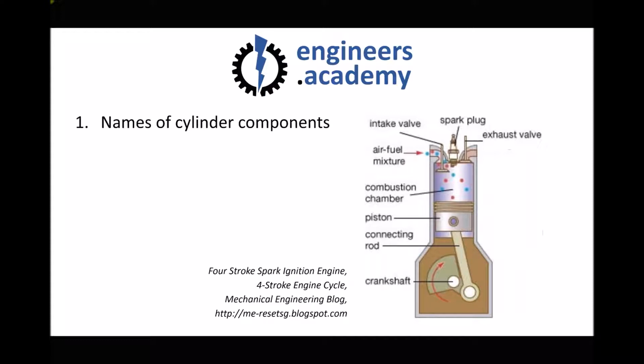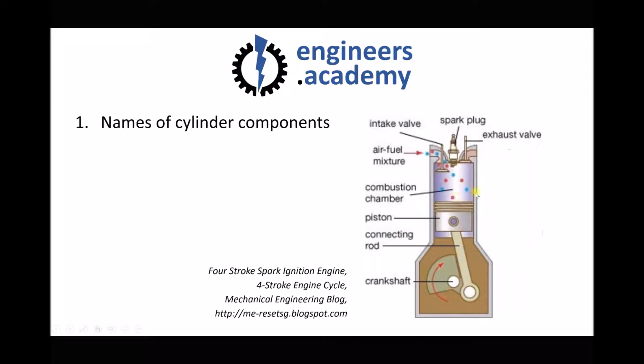Many of the components here you'll be familiar with, because we've already looked at this type of arrangement in the Mechanical Principles unit. First of all, at the bottom we have our crankshaft, and it's the crankshaft that's going to rotate when the piston moves up and down within the cylinder. Connecting the crankshaft to the piston, we have a connecting rod.